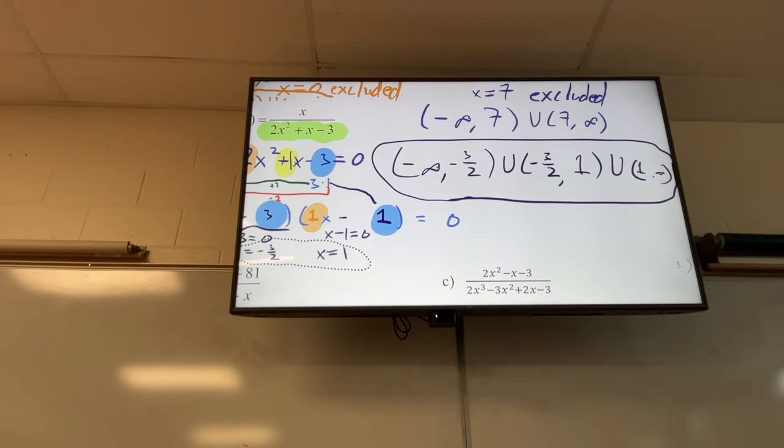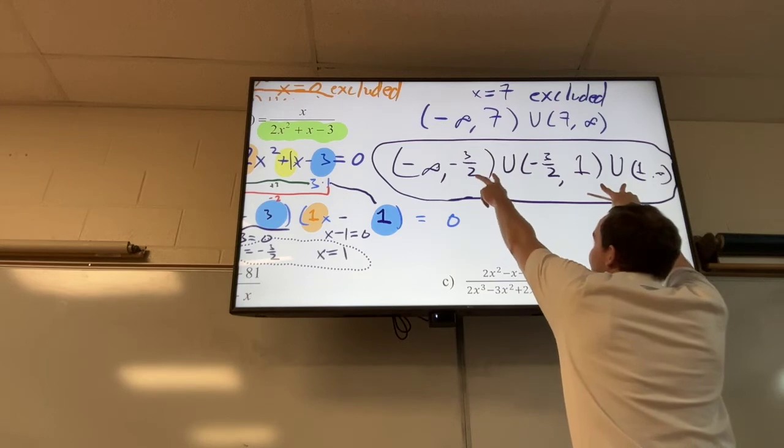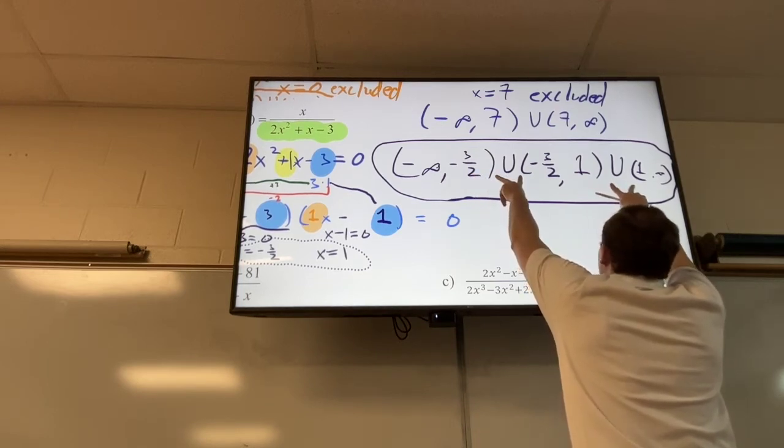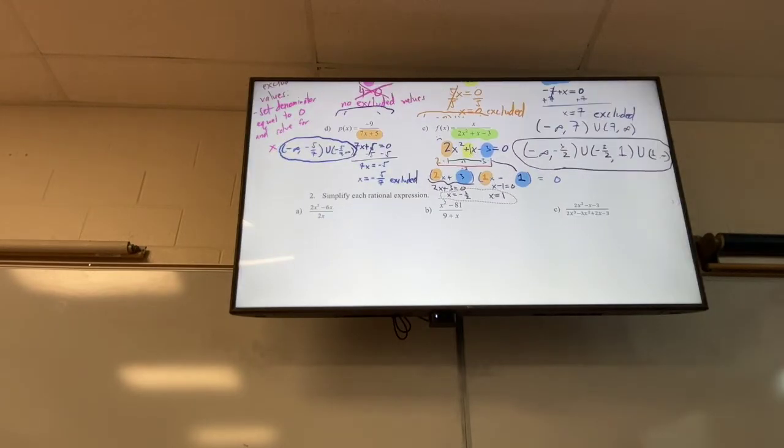Okay, sorry about that. So just notice, right? To exclude, we just write our excluded values with parentheses and a U. Okay. All right. So we want to write all real numbers except negative 3 halves and 1. So the way we do that is with parentheses and a U. Okay. Are we following? Okay, cool. Good stuff. Can I move on to 2? I can, okay.